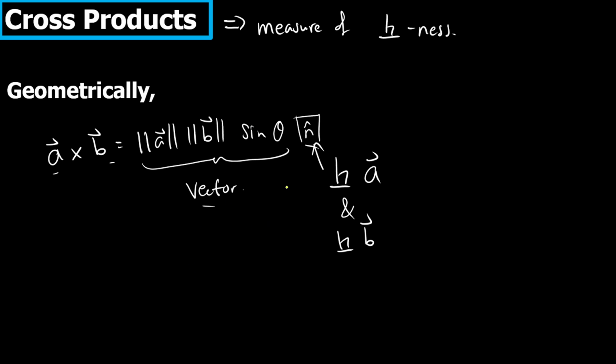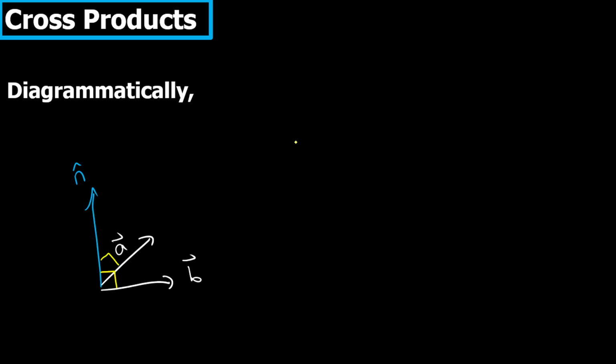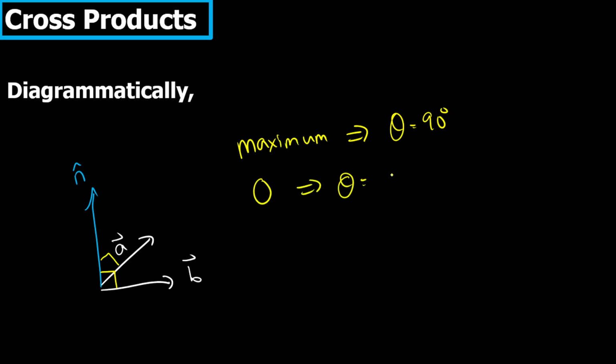Because if the angle is 90, then you will have the maximum value, because sine 90 is 1. But if you have sine 0, sine 0 is going to be 0. So maximum value when theta equals 90, and 0 when theta equals 0, okay?